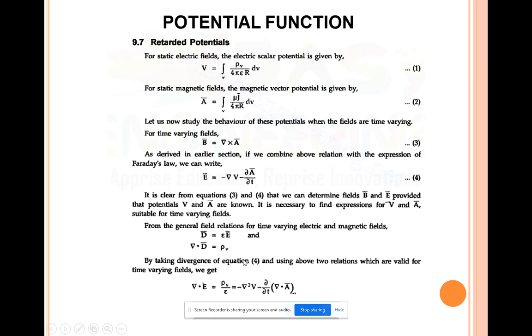So by taking the divergence of equation 4, what is divergence? Divergence is nothing but del dot. So you are going to take the divergence of equation 4, meaning del dot E vector. So what will happen? How will we find rho by epsilon? Look here: D vector equal to epsilon E vector, so from this you can calculate E vector. What is E vector? Any idea? Are you getting it?